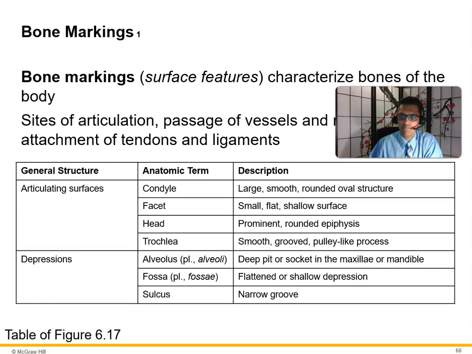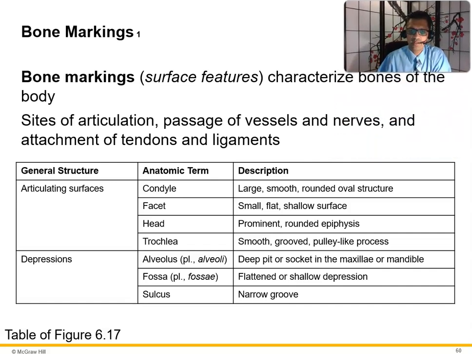Now, what we want to get used to are these bone markings. We use that as a reference; all of us need to be on the same page. The reason these bone markings are important is because a lot of the muscles will attach to these bone markings. Some of it could be articulating surfaces, some are depressions.